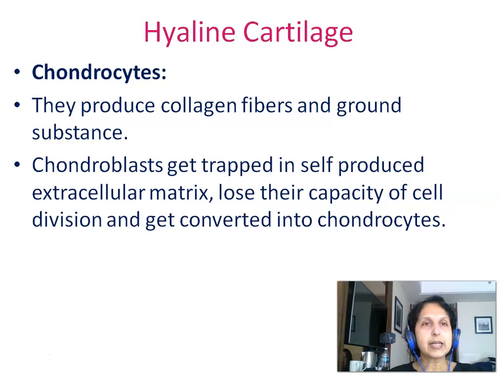The chondrocytes produce collagen fibers and ground substance. Chondroblasts, which are the precursor cells, get trapped in self-produced extracellular matrix, lose their capacity of cell division, and get converted into chondrocytes, which are the mature cartilage cells.